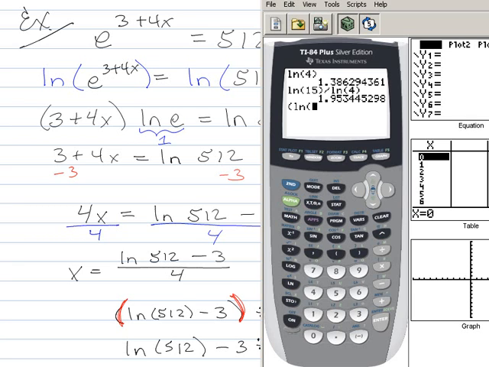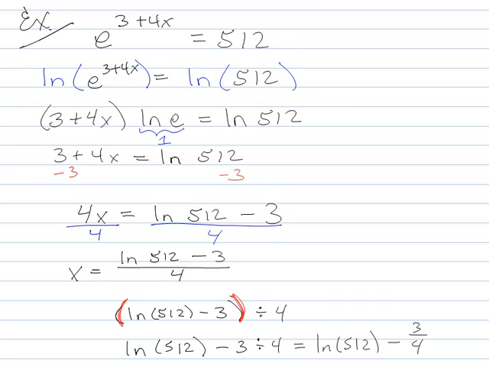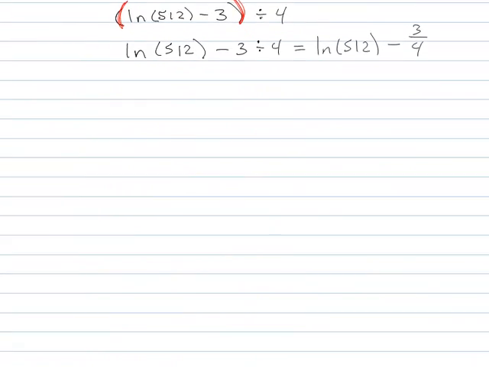So natural log of 512 minus 3 divided by 4 gives me 0.8095, so 0.810. So this is equal to about 0.810. So these problems at this level aren't too long. They're not too bad, but they can get there really quickly, and I'll show you that in a minute.